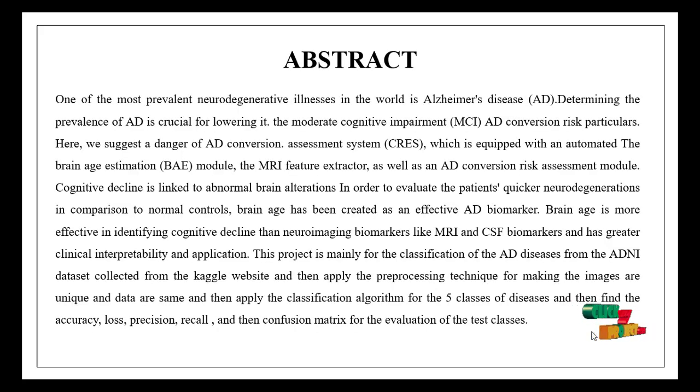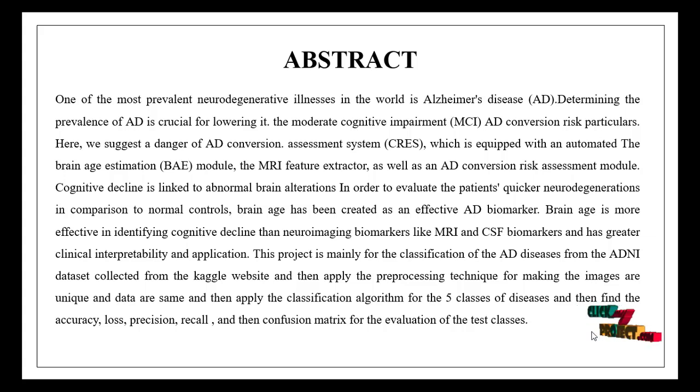Our project title is the Risk Prediction of the Alzheimer Disease Conversion in the Mild Cognitive Impaired Population based on the brain age estimation. These are our objectives. One of the most prevalent neurodegenerative illnesses in the world is Alzheimer disease. Determining the prevalence of Alzheimer is crucial for lowering it. Here we suggest the danger of AD conversion assessment system, which is equipped with an automated brain age estimation module, MRI feature extractor, as well as the AD conversion risk assessment module.